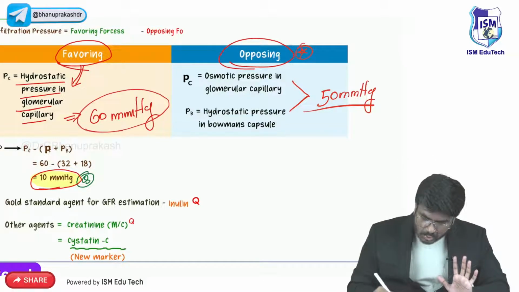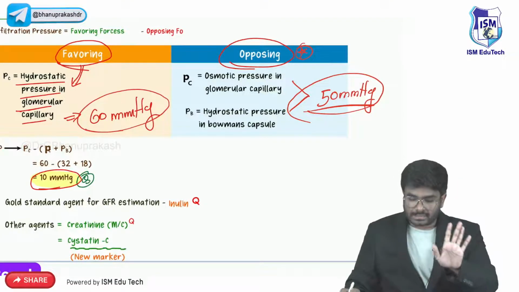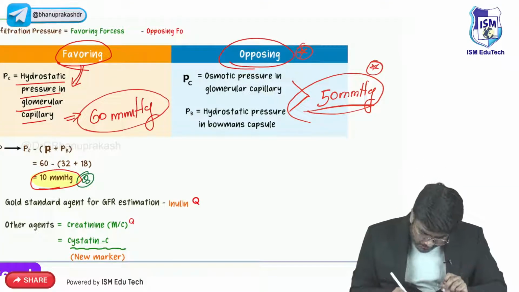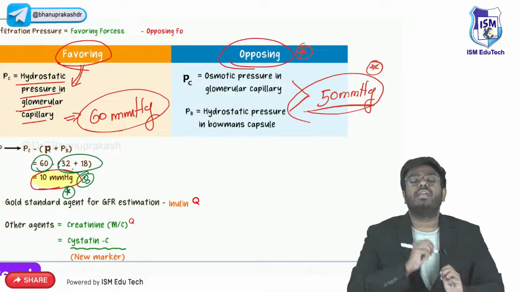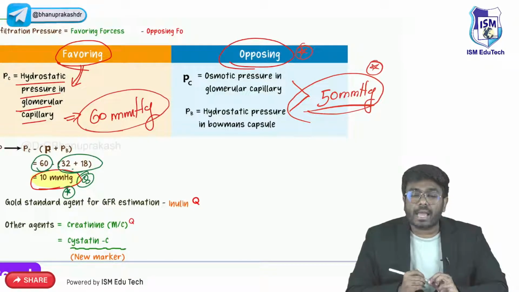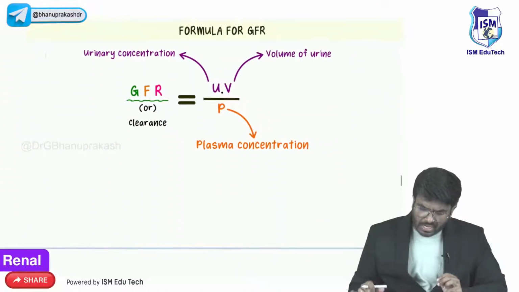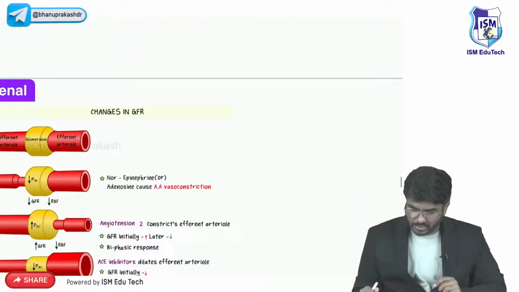So now tell me, who is more? The favoring pressures are more than the opposing pressures. By how much difference? 60 minus 50, how much? 10 mmHg. So glomerular filtration is happening with a pressure difference of 10 mmHg. That's the MCQ. I have already discussed with you. What is the formula of GFR? The formula for the GFR, or the clearance formula, is UV by P.